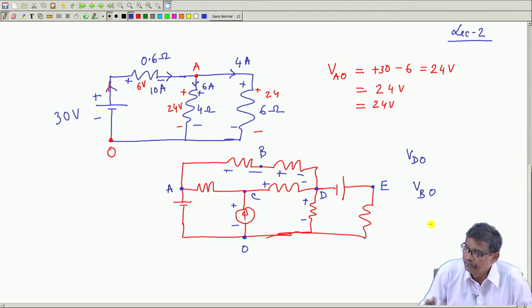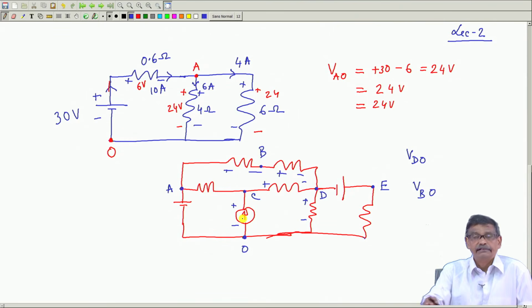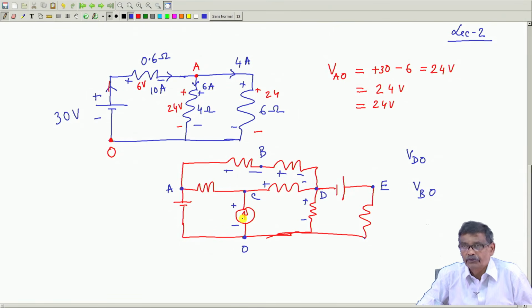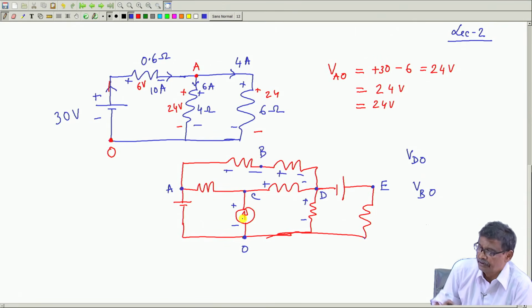Essentially, it means that when you calculate VBO, whatever will be the number, if you connect a voltmeter between B and O, that will be the reading of the voltmeter, ideal voltmeter. Clear? So, this is the idea of potential difference between any two points.